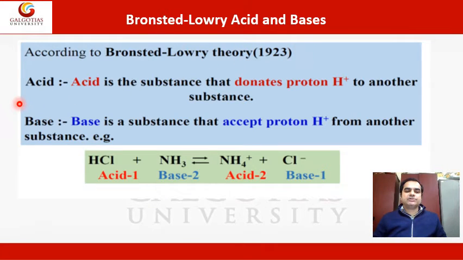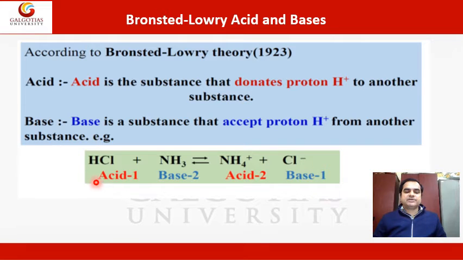According to this theory, an acid is a substance that donates a proton, H+ ion, to another substance, and a base is a substance that can accept a proton from another substance. As we can see in this section, HCl plus ammonia, when reacting with each other, produce the NH4+ ion plus Cl- ion.